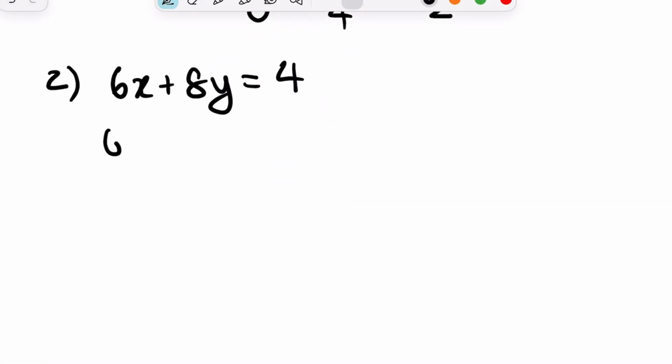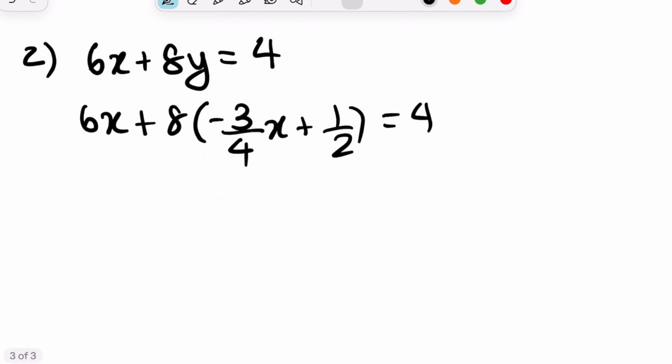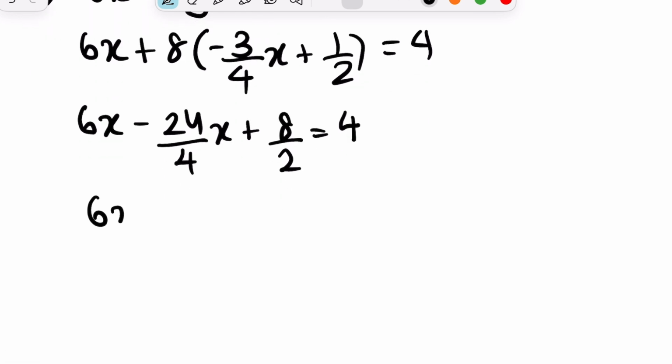So we would get 6x plus 8 times, what is y equal to? Negative 3 over 4x plus 1/2. And that is equal to 4. So now we can simplify. We get 6x minus 24 over 4x plus 8 over 2, which is equal to 4. So now 24 divided by 4 is 6. So we get this. 8 divided by 2 is also 4.